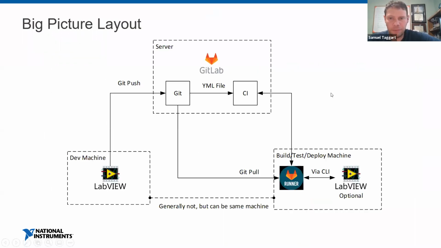If we go back, the only part that affects is the part communicating between the runner and LabVIEW. So everything else, it doesn't matter. Obviously in your YAML file, you would change some of the commands because the runner is going to run different commands. So what you would change is edit the YAML file, and then on your build, test, deploy machine, you would have to install the GCLI, and it would use that to then talk to LabVIEW.